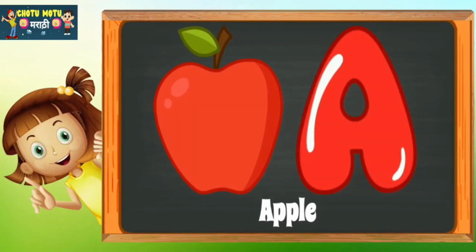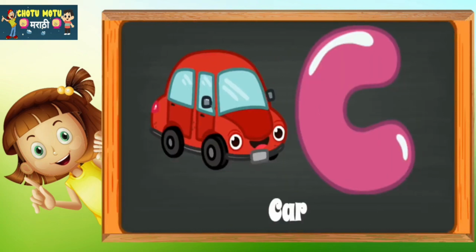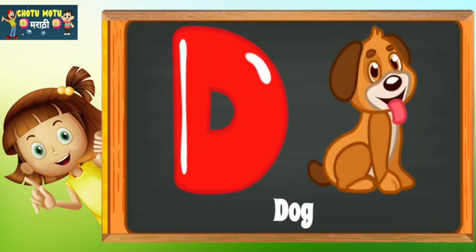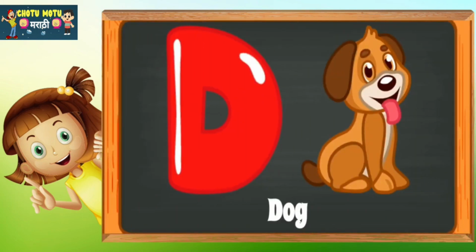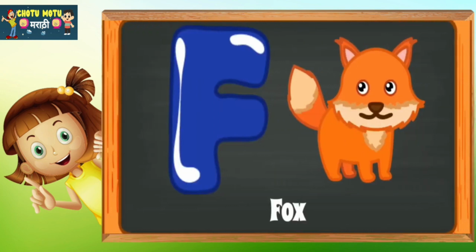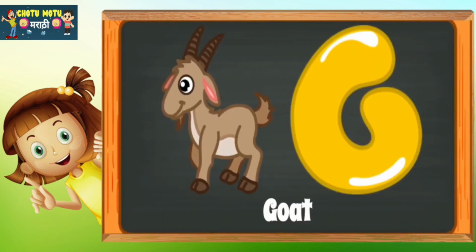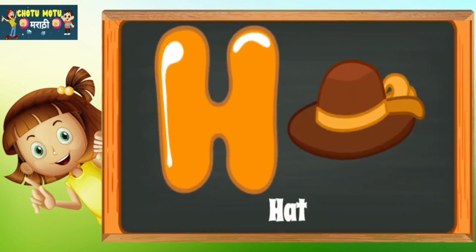A for apple. B for ball. C for car. D for dog. E for elephant. F for fox. G for goat. H for hat.